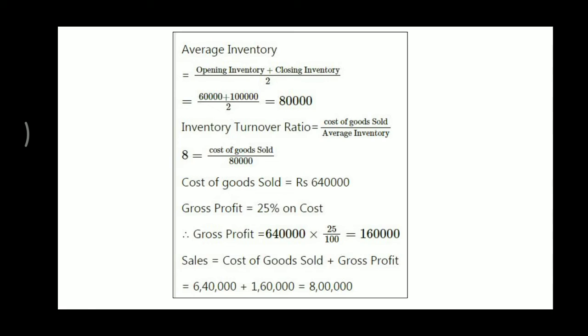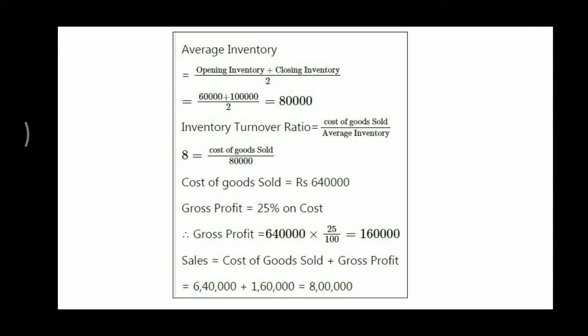Now what is given in the question? Selling price 25% above cost. This selling price is 25% above cost, so anything which is above the cost is actually the GP. Okay, so that means they have given the information of gross profit on cost. The percentage of gross profit is given on cost. And in this question we know the cost of goods sold, it is 6,40,000. So if we calculate the gross profit at 25% on cost, 6,40,000 into 25 upon 100, we get 1,60,000. The value of gross profit is 1,60,000.